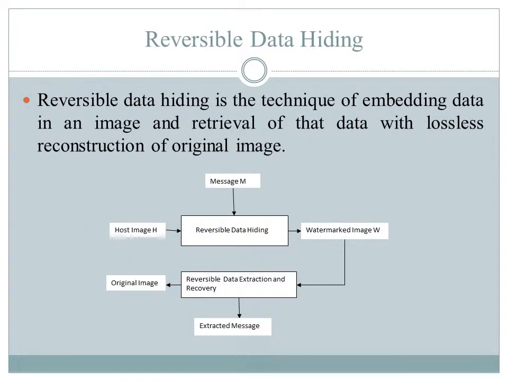We have two types of data hiding techniques. One is the irreversible data hiding technique and the other is the reversible data hiding technique. In most data hiding techniques, there is partial or full distortion of the original image, and the original image is unable to be recovered fully. So these techniques are known as irreversible data hiding techniques, whereas there are some techniques in which the original image can be reconstructed. These are known as reversible data hiding techniques.